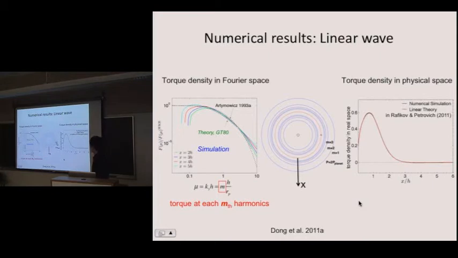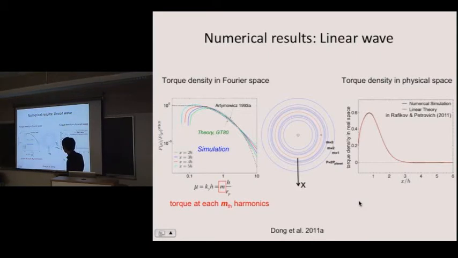So, numerical results. First, we'll look at the linear wave. This figure shows the torque density in Fourier space. In other words, this is the torque at each Lindblad resonance. The dashed line here is theory, and the colored curves are the numerical results. The torque exchange between the disk and the planet at each Lindblad resonance is arguably the most fundamental quantity in the entire disk-planet interaction theory. However, in the 30 years since the theory was invented, this quantity has never been quantitatively checked.